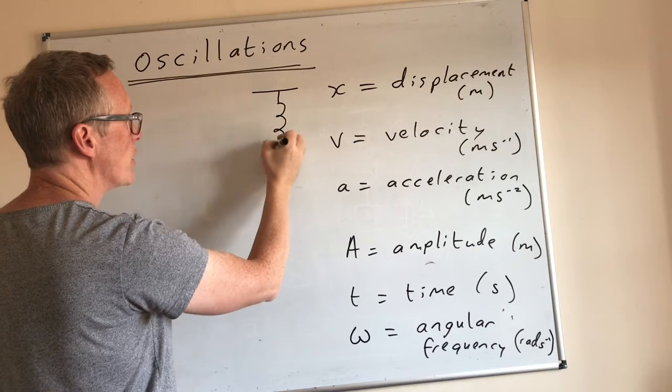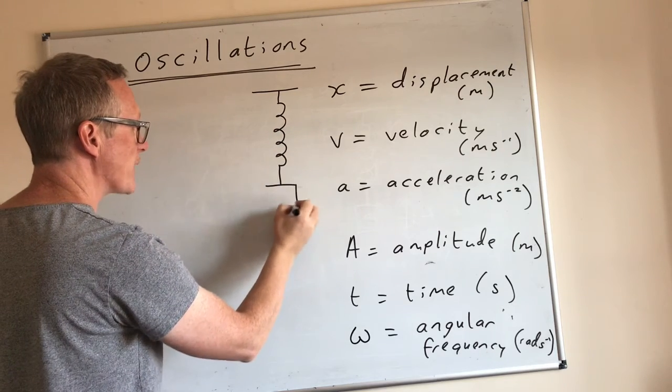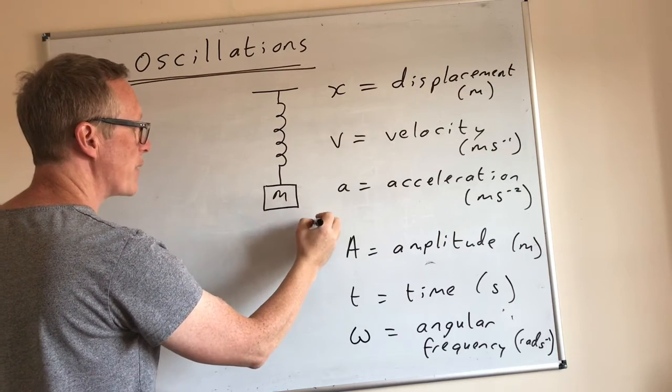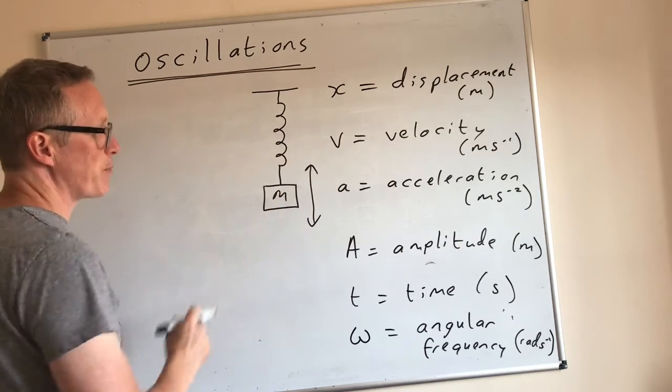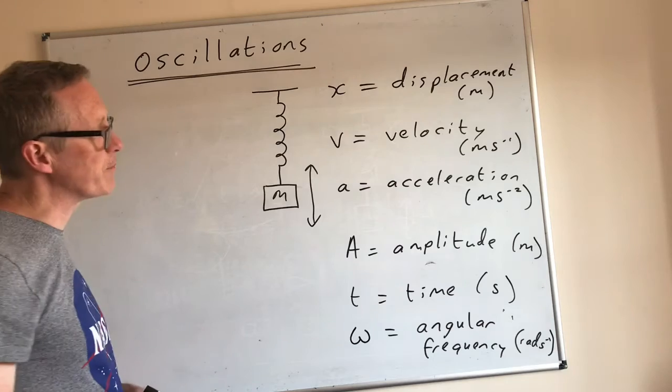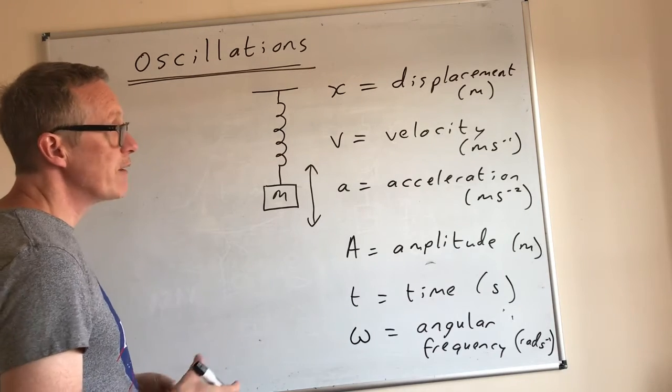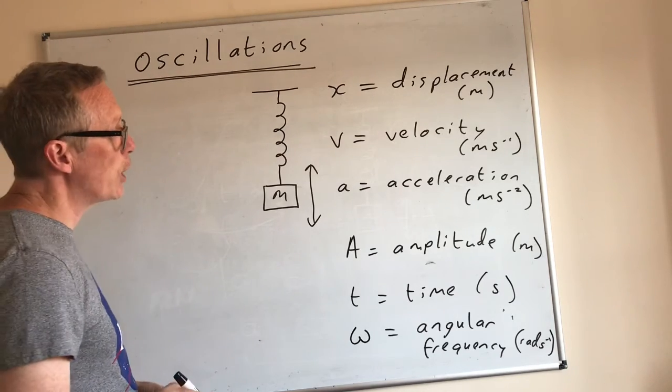So let's think about one system that's oscillating, and because we were chatting about it earlier, we might think about a mass on a spring bouncing up and down. Like I said, this is an important one in engineering for anything that oscillates.